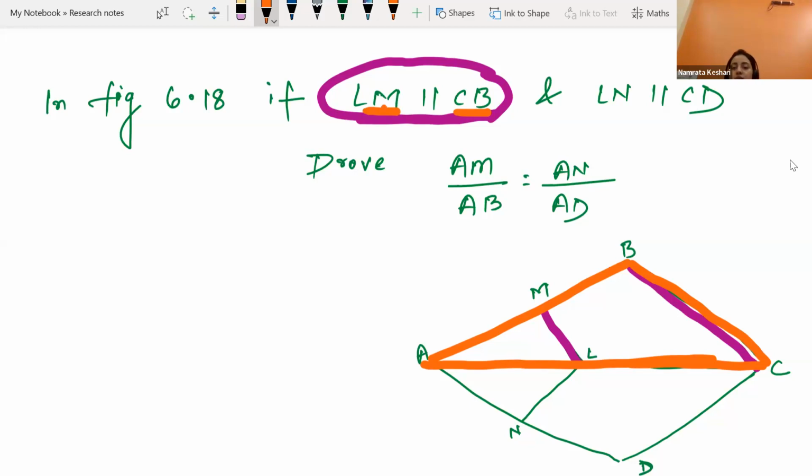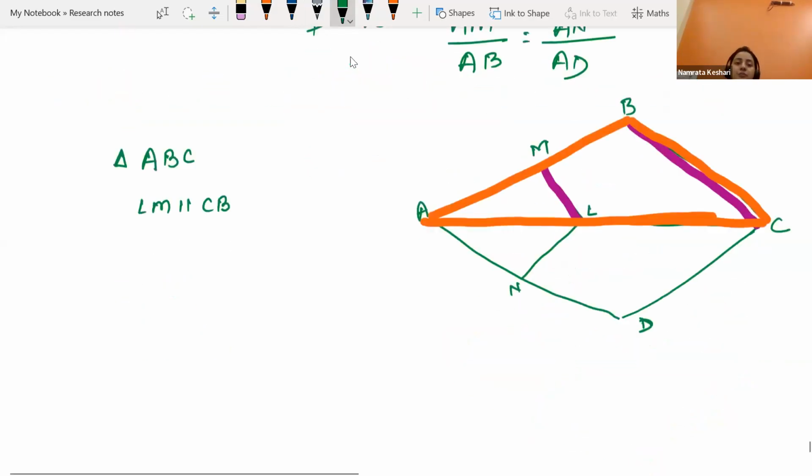Then we found that there is a triangle ABC in which one of the sides, BC, is parallel to LM. Yes or no? Let's use the basic proportionality theorem in triangle ABC. LM is parallel to CB. Who will tell me the ratio by the basic proportionality theorem? Who will tell me?